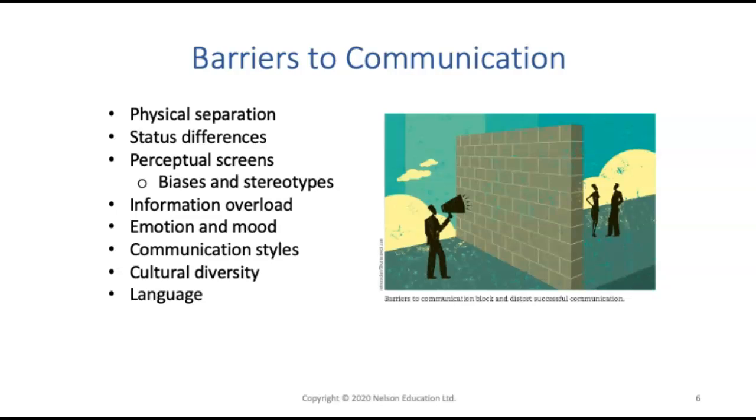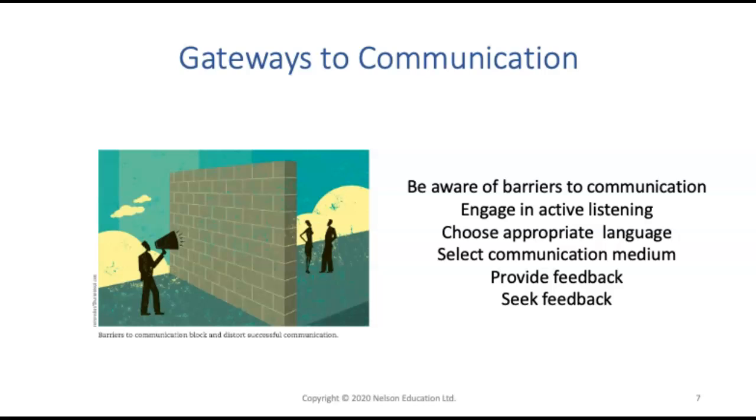Step one, be aware of these barriers. And if you're aware of these barriers, you can avoid them. Step two, engage in active listening. What is active listening? Active listening is using words like I understand what you're saying, nodding your head, saying all those things where you are acknowledging what the person is saying. Choose appropriate language. Yeah, know your audience and don't use a bunch of jargon or terminology if you're talking to people who do not know that.